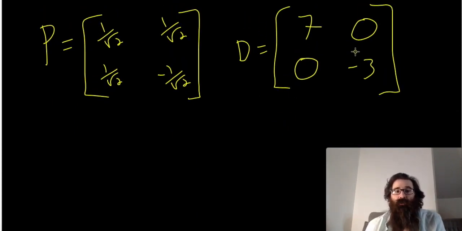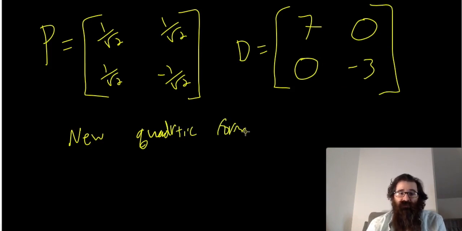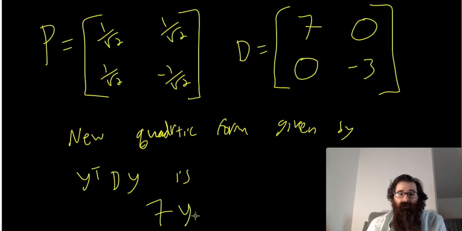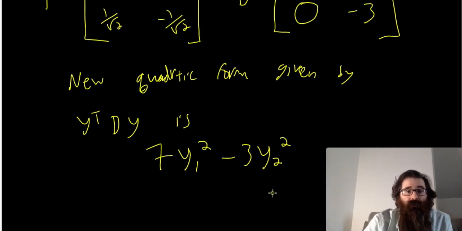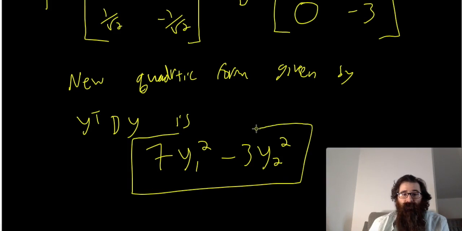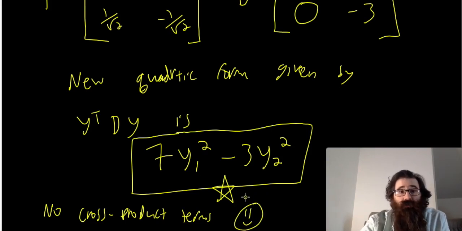Now I want to write the new quadratic form. Now just looking at this diagonal matrix D, I can say what that new quadratic form is. We talked about how we can compute this literally with y transpose times D times y. But if you followed our logic there, the new quadratic form can be achieved pretty quickly now. New quadratic form, given by y transpose times D times y, is going to be 7y1 squared minus 3y2 squared. And we can look at this diagonal matrix D and see where it comes from. 7y1 squared, negative 3y2 squared. That's that new quadratic form with no cross product terms. It's really cool. Very good. Very nice.